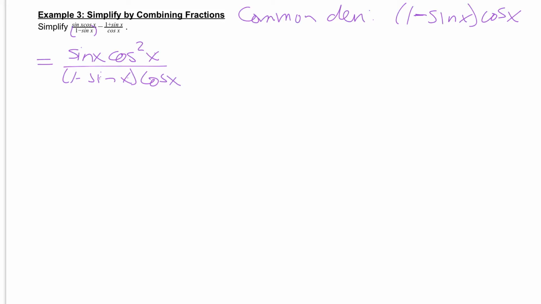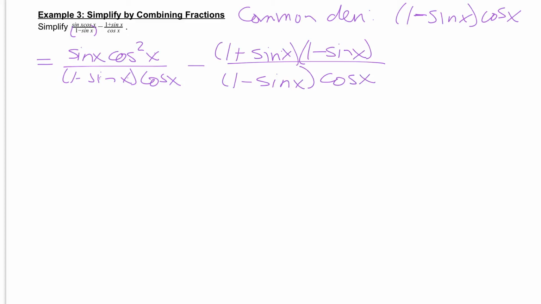Then, in the second fraction, the denominator is missing the 1 minus sine x that I need. So I have to multiply the denominator and the numerator by 1 minus sine x. And I get 1 plus sine x times 1 minus sine x over 1 minus sine x times cosine of x. And then I need to go ahead and multiply this out on the top.